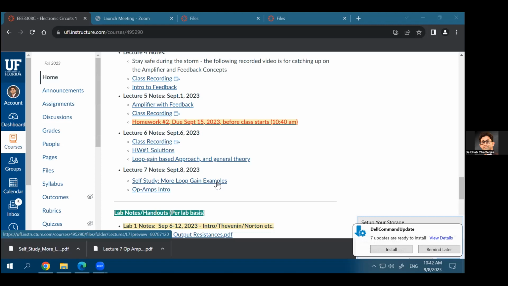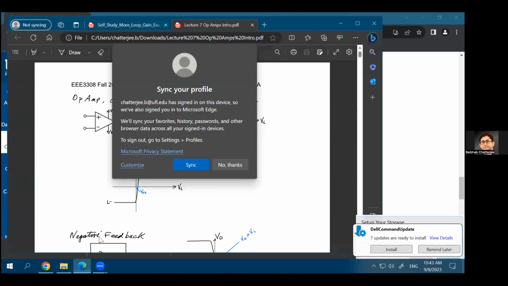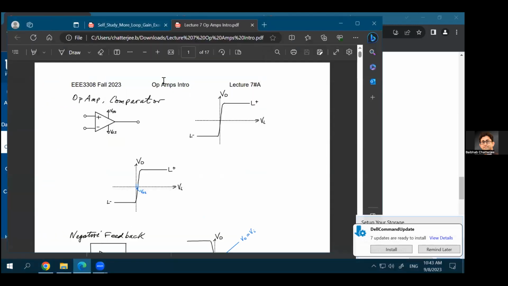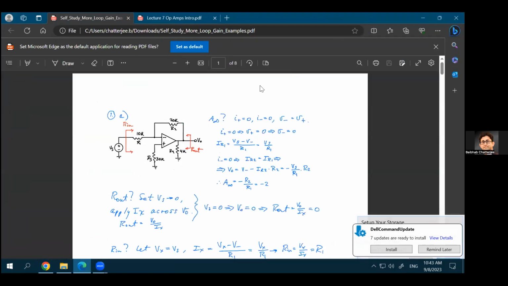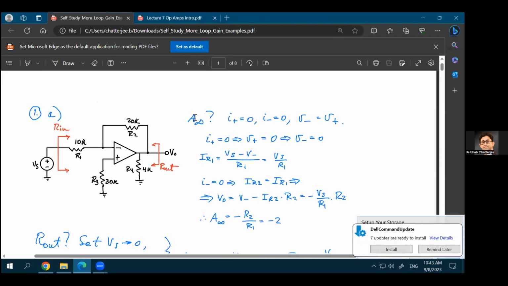But then again, you can always go back and do the loop gain based analysis if you want to know what happens when the op-amp is non-ideal. But the approach for the analysis will be the same, whatever the configuration. All right. So with that, let's get started with the examples that we have in the self-study document that I have posted for lecture number 7.